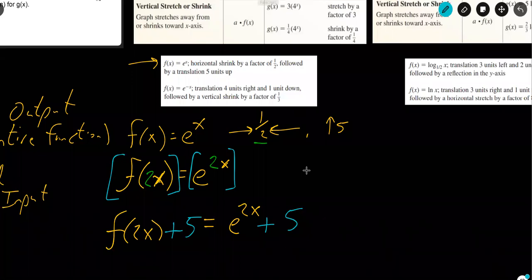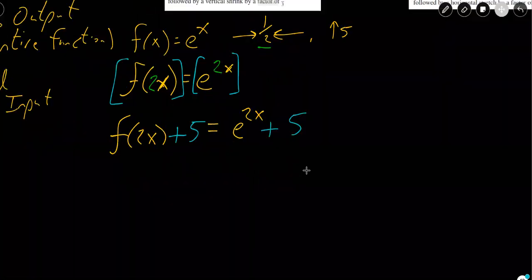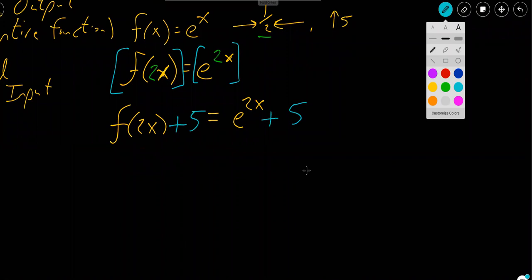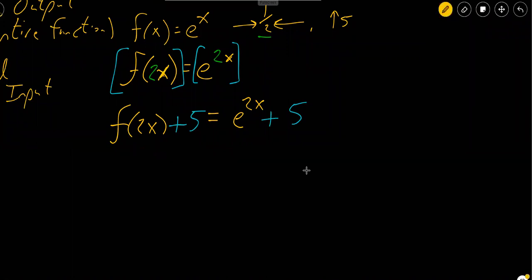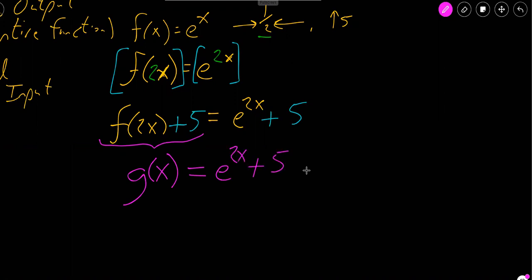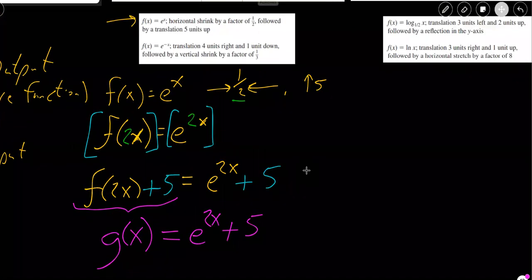All right, so that's the first one. Oh, and we're not quite done yet. If we wanted to finish this out, the correct way to write this at the end, this whole thing on the left, I would just rename g of x. My new function, g of x, is e to the 2x plus 5, and that's it. All right, that's number 1. Let's continue to number 2.